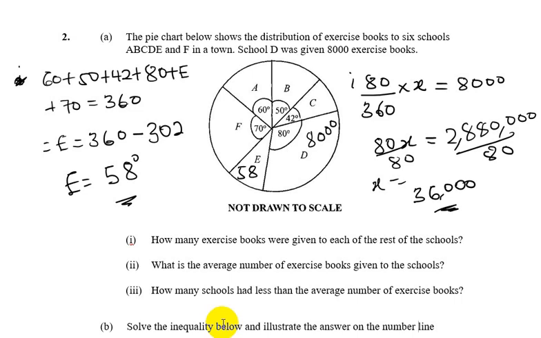So 36,000 books was shared in all. So how many exercise books were given to each of the rest of the school? They said each of the rest of the school. Now that we have the total number of books that was shared, we have to work for each and every one of them, so that we will know the books that the rest got, because we only know D, right? So let's look at the number of books that each and every one of them got.